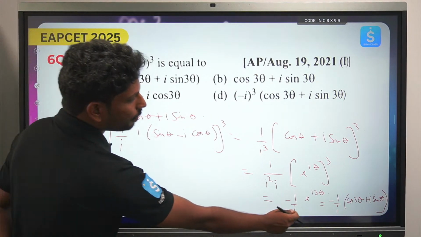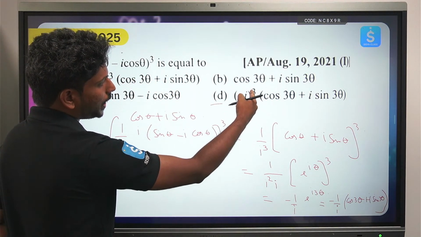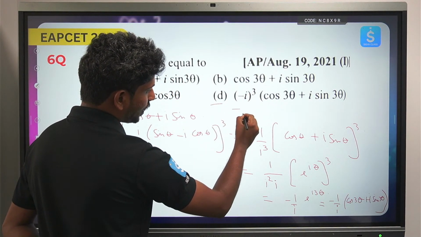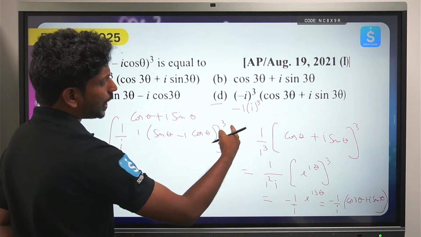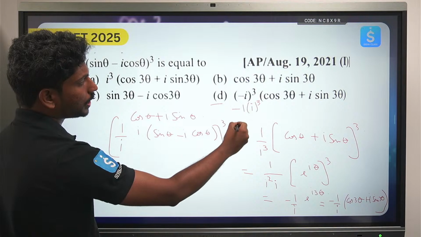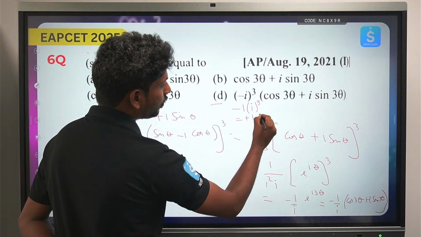So which options will satisfy this? Let's see option D, minus i cube. So I can write this as minus 1 into i cube. i cube can be written as i square into i. So that can be written as minus 1 into i square, which is minus 1. So this will become plus i.